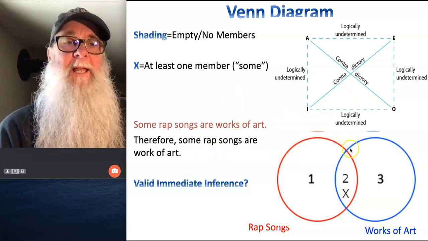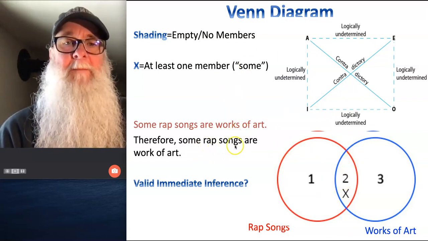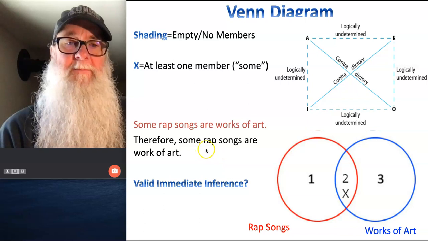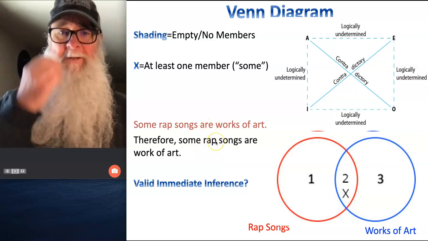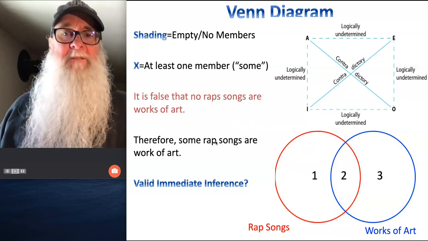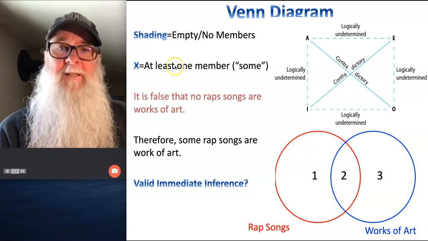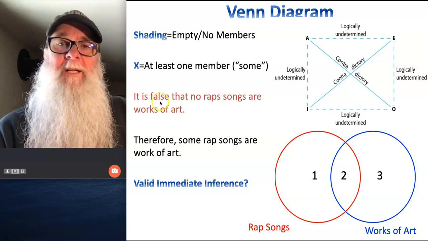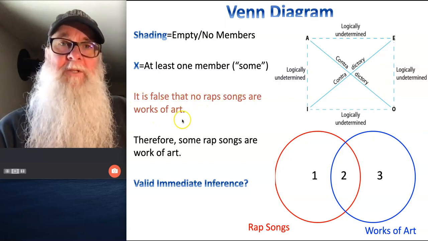Now I can see that that same Venn diagram also represents the conclusion statement. In fact, the premise and the conclusion are the same. That tells me that this argument is actually valid. But it was much harder for me to see that when the premise included the phrase, it is false that no rap songs are works of art.